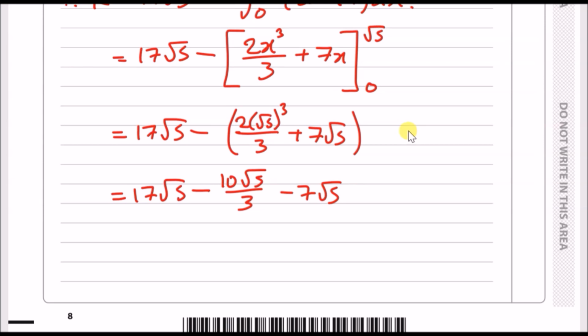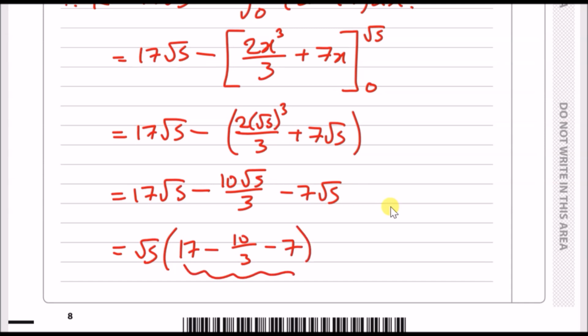Now we're just collecting like terms, yeah, in terms of root 5. So if we just factorize root 5 for a second, we basically got root 5 outside, and now we got 17 minus 10 over 3 minus 7. If you put all of this in your calculator, guys, you'll get 20 over 3. That means our result is now 20 over 3 root 5. And yeah, that's the end of this question.